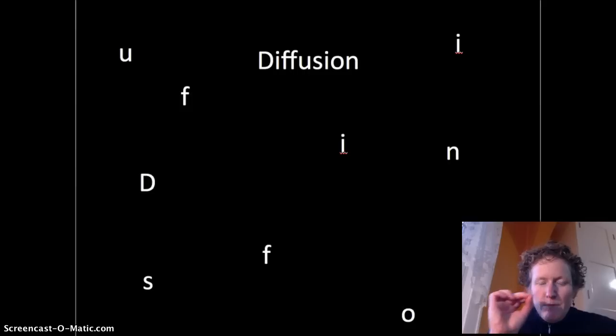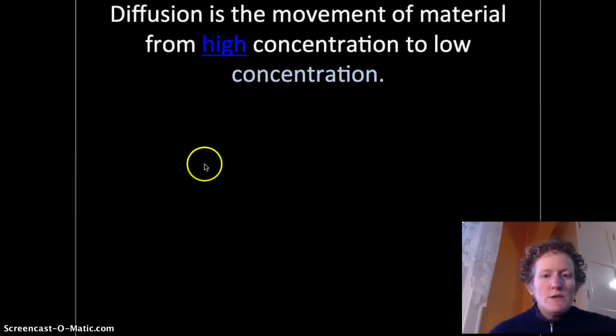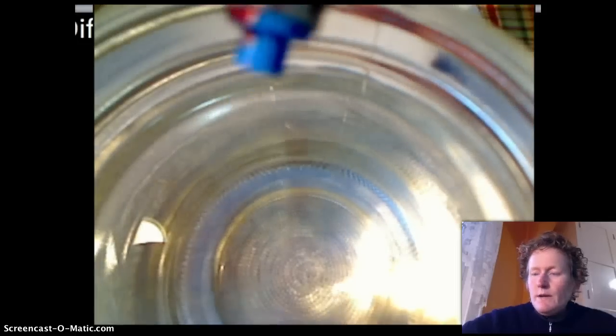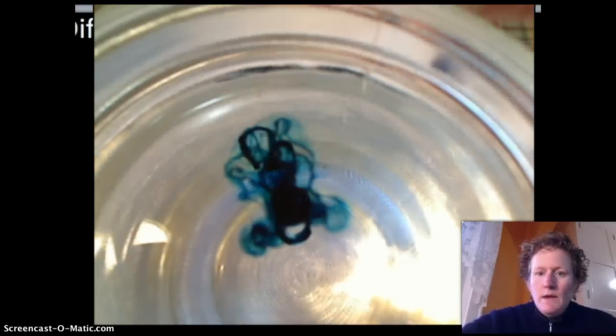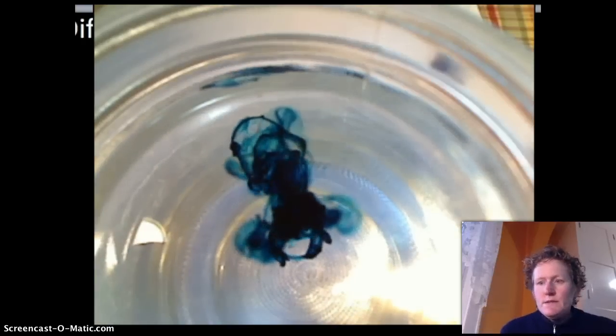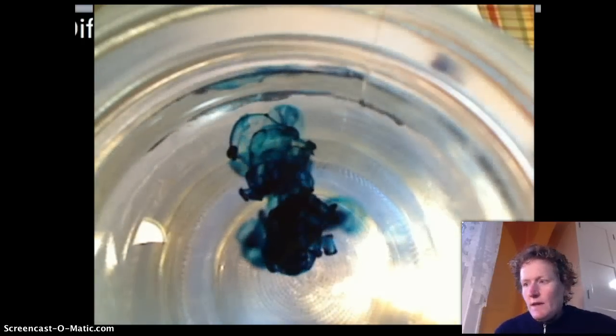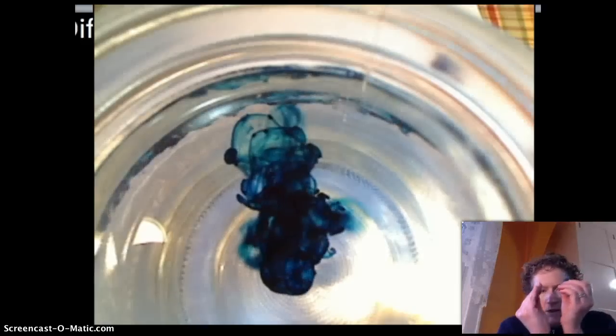Diffusion is the movement of small molecules in a space. Molecules are always moving, and they move from high concentration to low concentration. Let's look at a demo here. Quart jar of water, and I'm going to add a little bit of food coloring here, just a couple drops. And you see that the food coloring doesn't spread out right away. It stays concentrated. It's all together.